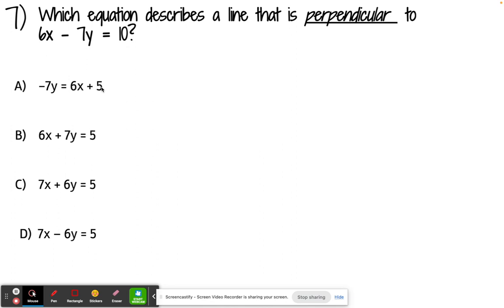Which equation describes a line that's perpendicular to this one? Well, first we better know what this slope is. I'm going to subtract 6x from both sides. Do I even care about the y-intercept? No, not really. I really only care about the slope. There's some things I would care, but for this, I really don't. Negative 7y equals negative 6x plus 10.